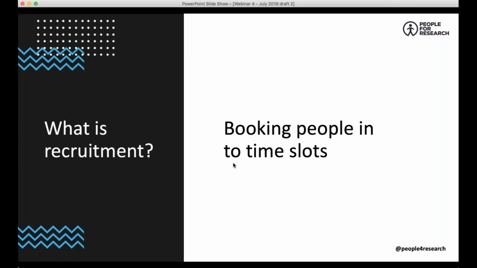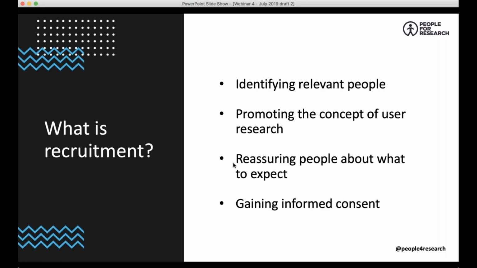So what is recruitment? Again, this is for anyone who maybe hasn't done recruitment and is embarking on it for the first time and joined this hoping for all the answers. Is it just booking people into time slots? Perhaps not. Once upon a time, I think maybe when I first joined, it was a lot more simple and it was a case of just finding people who could attend. But actually now there's a lot more to it.